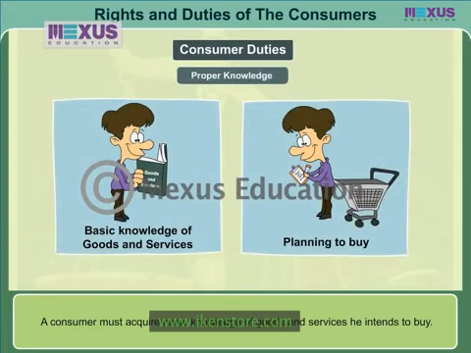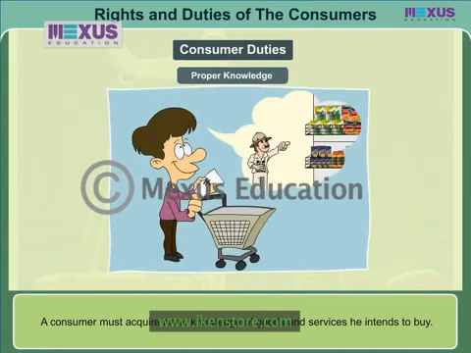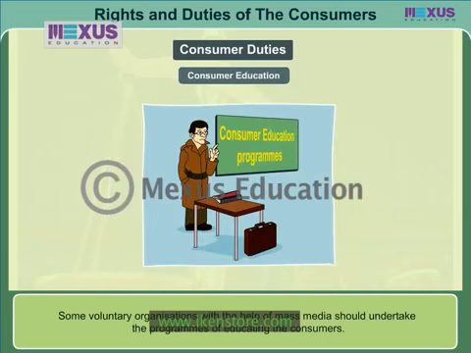Proper knowledge. A consumer should acquire at least basic knowledge about goods or services that he is planning to buy. Collecting such information may guide the consumer to select the goods that are suitable with his requirements and budget. Consumer education. Some voluntary organizations, with the help of mass media, should undertake the programs of educating the consumers.